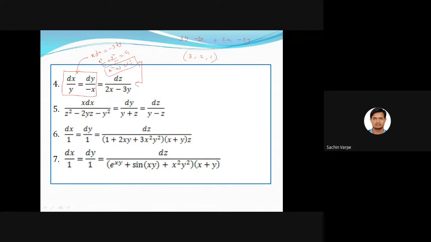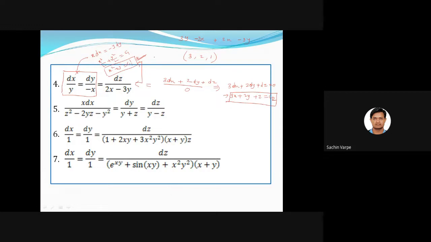Hello? Yes, sir. 3, 2, 1 will be the set of multiplier. So each of these ratios is equal to 3 dx plus 2 dy plus 1 into dz upon 0, and that gives 3 dx plus 2 dy plus dz is equal to 0. Its integration gives 3x plus 2y plus z is equal to c2, and that is completely independent of the first one, you can see, and hence that is the second solution.